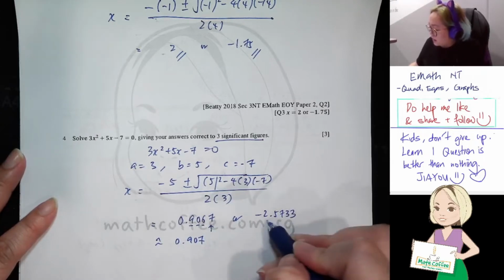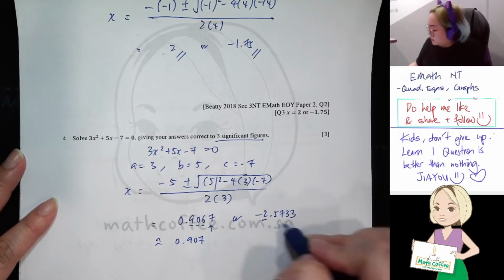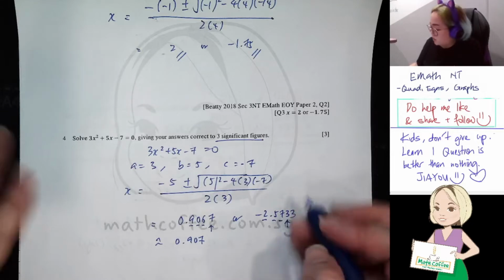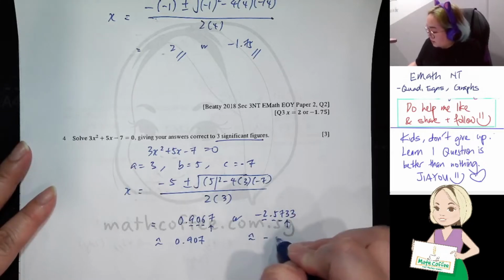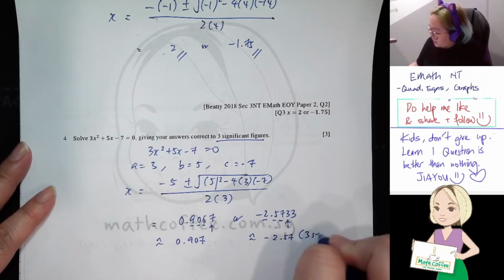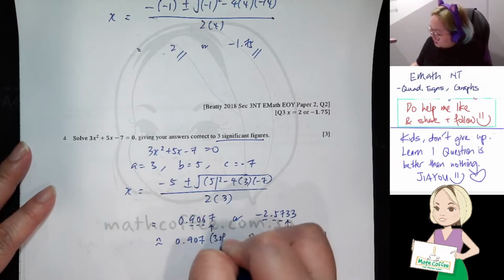For this one, this is the first SF, second and third SF. So I have to look at the 3. The 3 tells me that the 7 will stay the same. So round it off to 3SF, I get minus 2.57. So this is 3SF and this is 3SF.